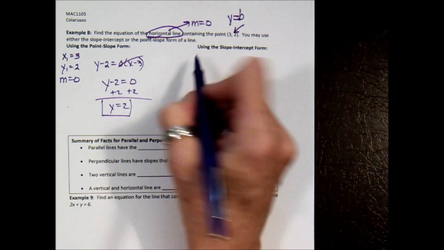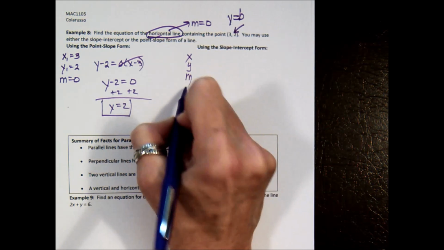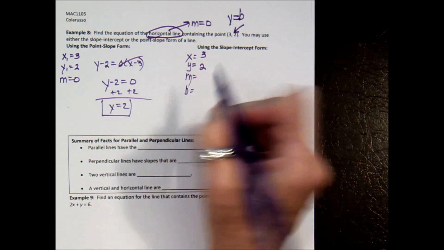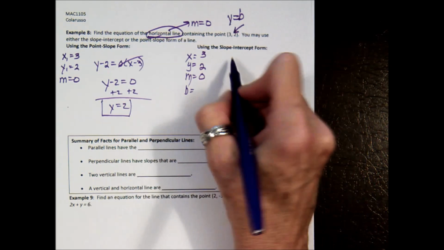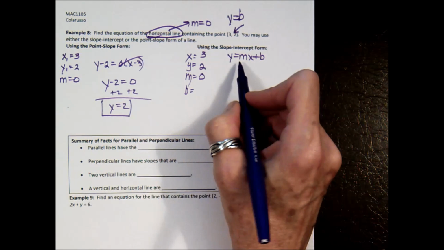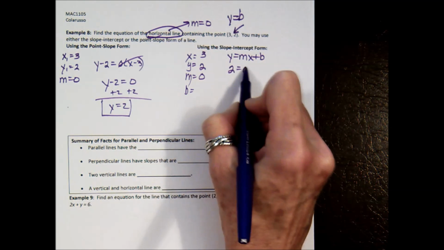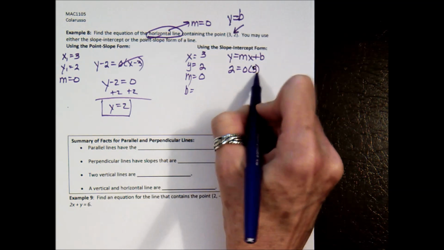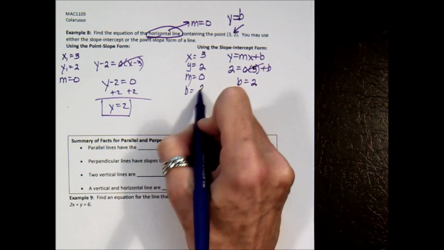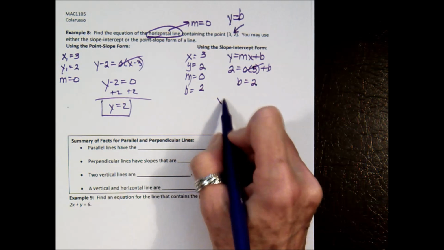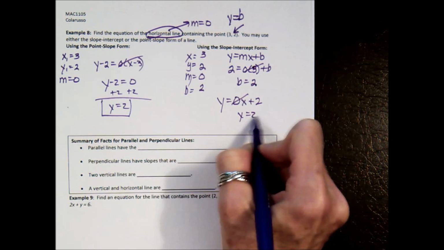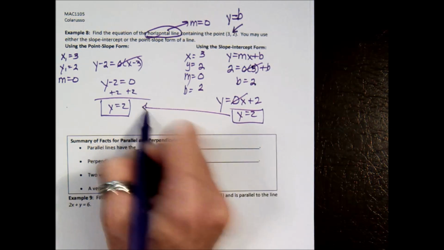Here I would have had an x, a y, and an m, and a b. X is 3, y is 2, m is 0, b is unknown. So in the formula y equals mx plus b, I'm going to fill in the 3 pieces I know. 2 equals 0 times 3, plus b, or b equals 2, which means my equation is y equals mx plus b, or just y equals 2. I got exactly the same thing.